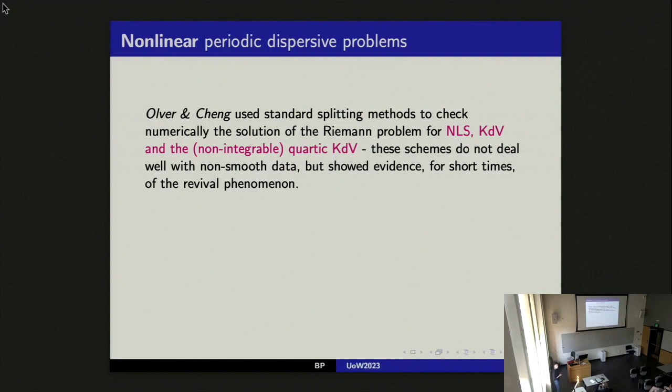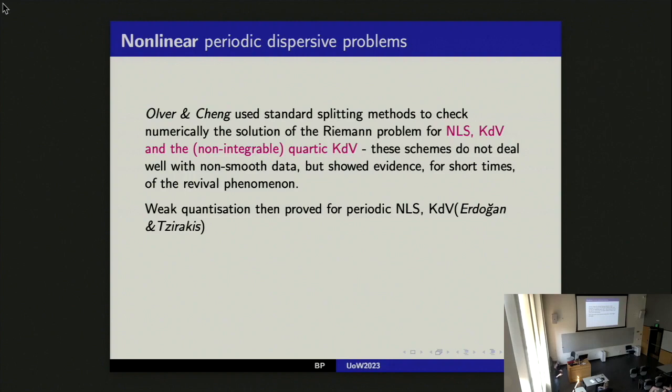So again, in that same paper that discussed the linear dispersion, Peter and Gong did a lot of short-time numerical experiments with various nonlinear equations, starting from a step. So NLS, KdV, also non-integrable quartic KdV. They had some results. They looked like some kind of revival is there, but as you know, when you have nonlinearity and a non-smooth initial condition, the classic splitting schemes for evaluating the numerics are not very robust, so they weren't sure if they could trust these results.